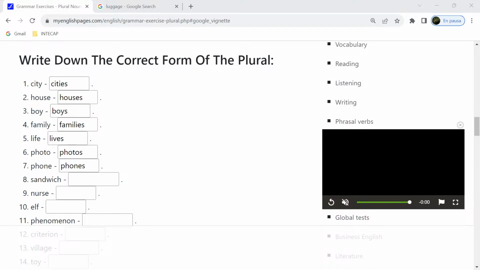Sandwich. Sandwiches. There you go. Sandwiches. So I have to apply the rule when they end in CH, right? So sandwiches. There you go, sandwiches.